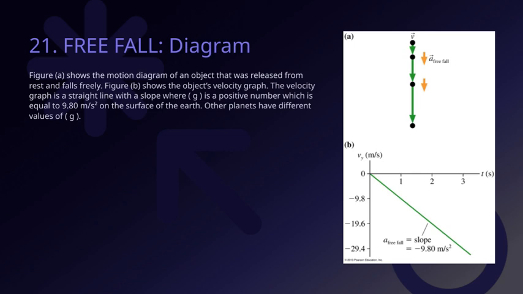And, of course, on other planets, the value of g would be different, affecting how objects fall there. This slide ties into the overall theme of understanding how gravity influences motion. By analyzing these diagrams and graphs, we can see clearly how objects accelerate during free fall, which is fundamental in physics.